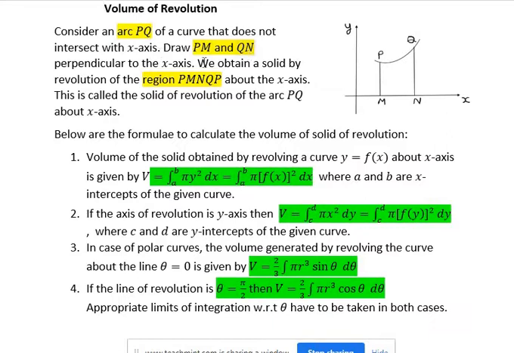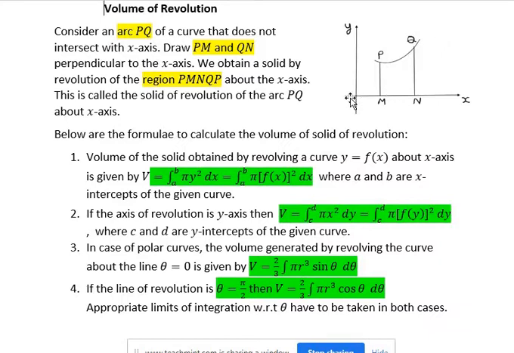Draw PM and QN perpendicular to the x-axis. We obtain a solid by revolution of the region PMNQ about the x-axis. This is called the solid of revolution of the arc PQ about the x-axis. Now let us observe the figure. See, PQ is an arc of the curve.